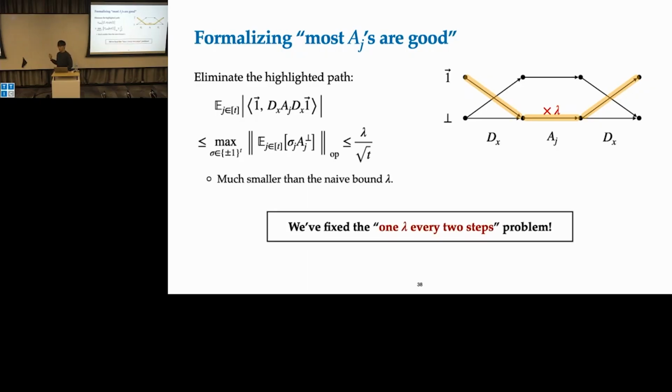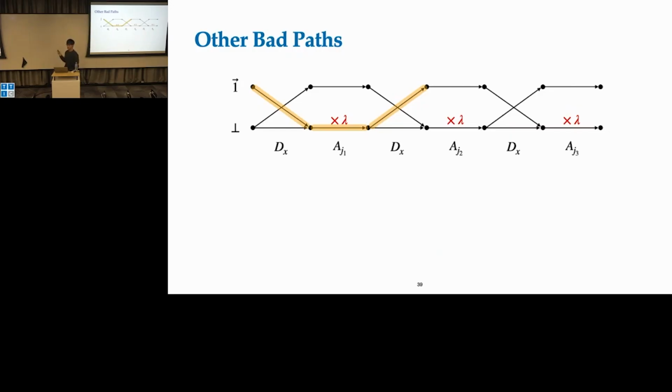So basically, we've fixed the 1 lambda every 2 step problem. Are we done here? Okay, not so fast. We fixed this path. We showed that the contribution from this path is very small. What about this path?